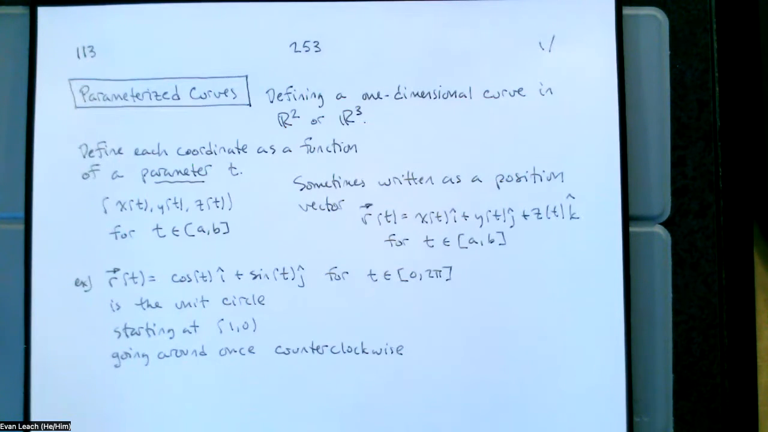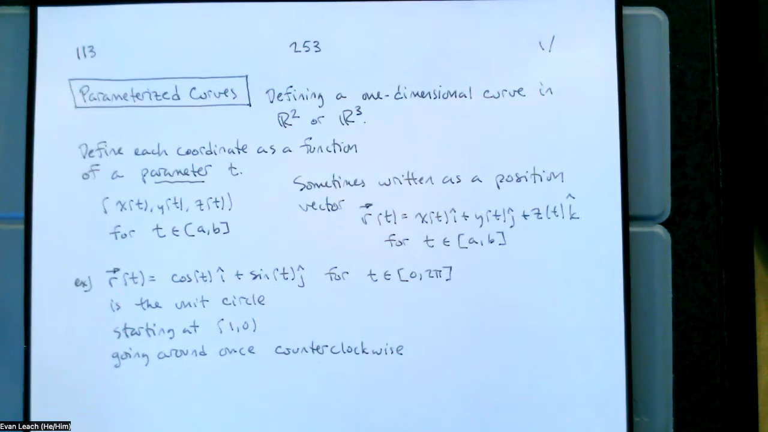As you know, if z is a function of x and y, that's going to produce a two-dimensional surface in R3. That's not what we want to describe. So we can't use a function to describe a one-dimensional curve in R3. That's going to give us a whole surface.